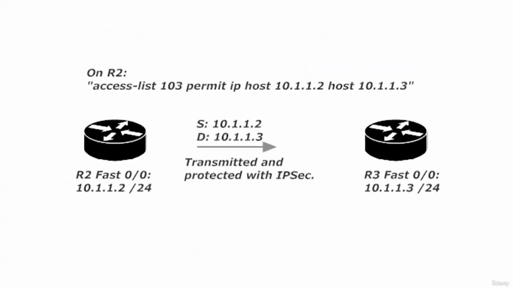So in this case, on router 2, we have access list 103, permit IP host 10.1.1.2, host 10.1.1.3. We know from our CCNA studies that this is an extended ACL, and it's going to demand that you put a source and a destination in. We use the word host twice to say this is the one host that we want. The source 10.1.1.2, destination 10.1.1.3, and when traffic matching that line leaves router 2's interface, once the ACL is applied to that interface, then that traffic will be transmitted and it will be protected by IPsec.